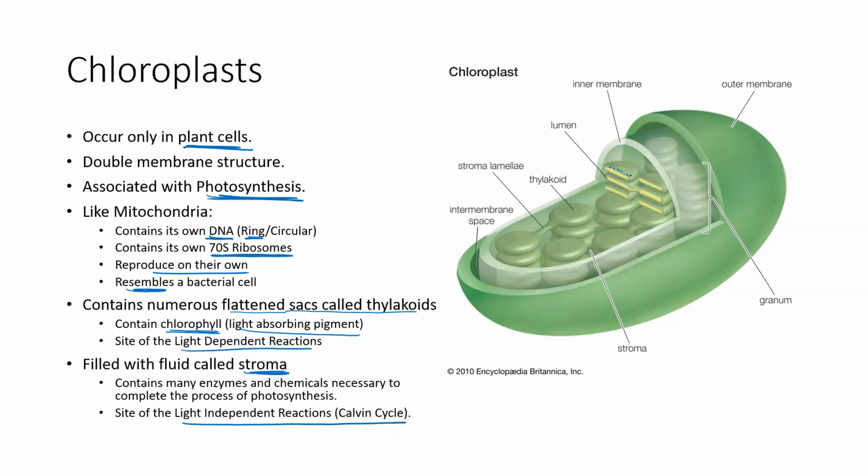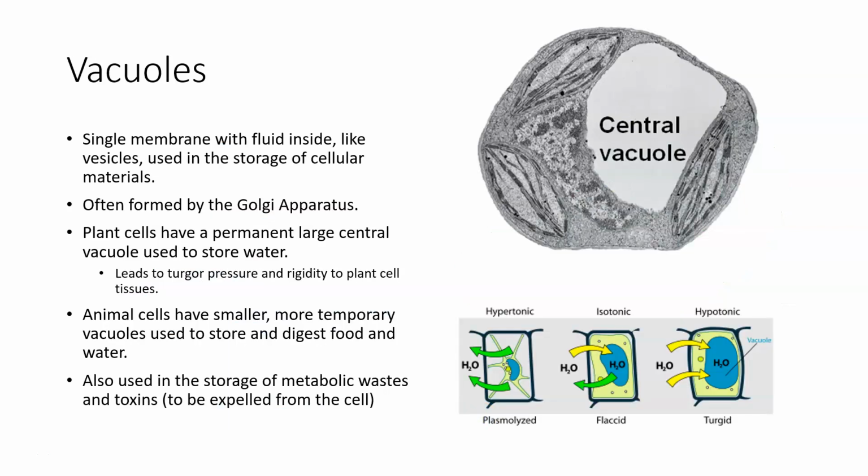So, the fluid contains many enzymes and chemicals necessary to complete the process of photosynthesis. The first half of photosynthesis takes place here at the thylakoid membrane. The second half takes place out in the stroma. And so when you put the first half and second half together, you get the full completion of the process of photosynthesis.